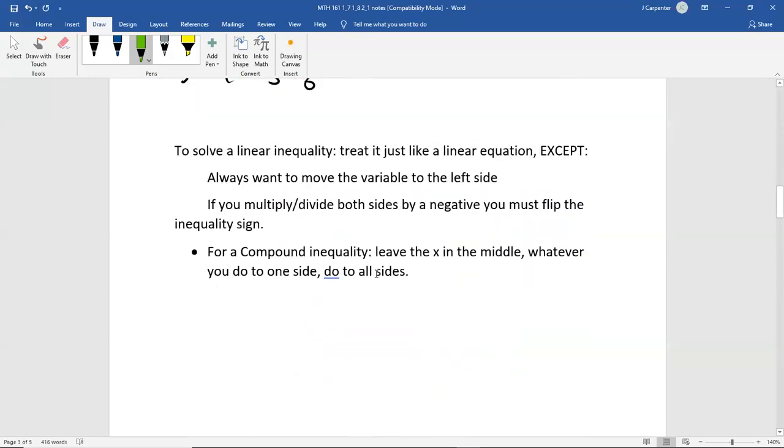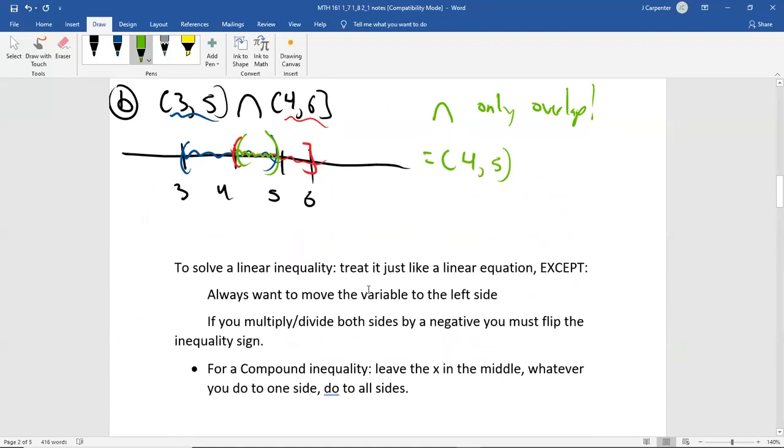Here we go. The first topic of 1.7 is solving linear inequalities. Something that you probably already have experience with, something I hope you already have experience with. So this should hopefully be nothing new, but we're probably going to de-rust a little.